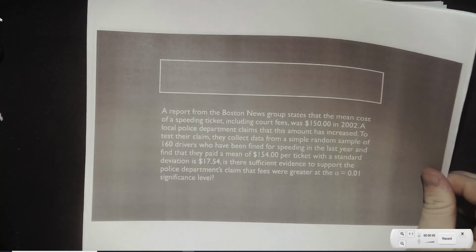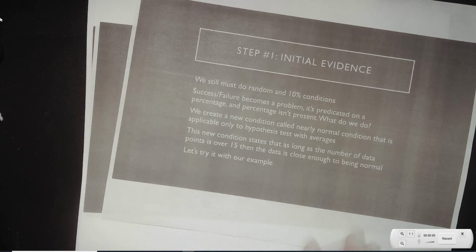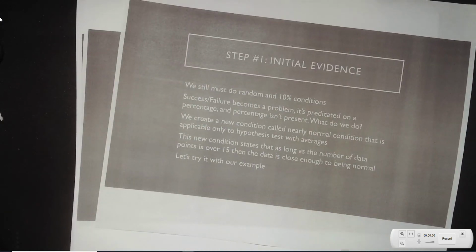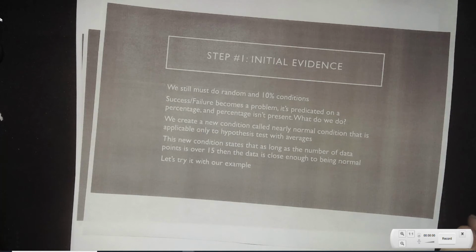Well, for step one, we still have to do our initial evidence phase. The only difference here is that we can't have success failure because there's no percentage. There's no percentage in these. They're only just straight averages. So what we do is we create a new condition that we call nearly normal, which states that as long as the sample size is over 15, it's going to create a normal curve, and as such, it still meets the requirement that we need that was met with the success failure.